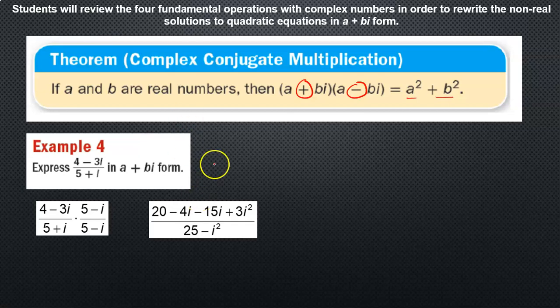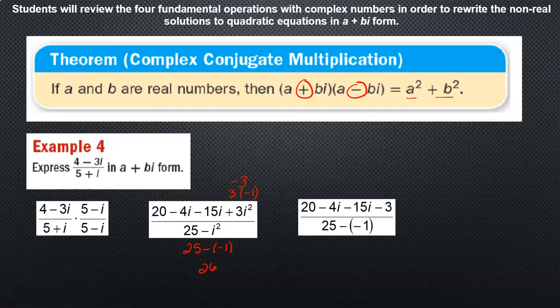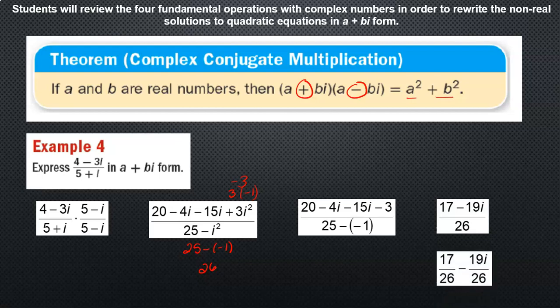And then when we FOILed the bottom, we had a positive 5i and a negative 5i, and that canceled out. So here, this is really 25 minus negative 1. And this is really 3 times negative 1. So when we combine like terms here, that's going to be 26. And up here, this is going to be negative 3. And then you combine like terms. So we've got 20 minus 3, which is 17, minus 19i, and then divided by 26. And to put it in a plus bi form, you want to write them as two separate parts.